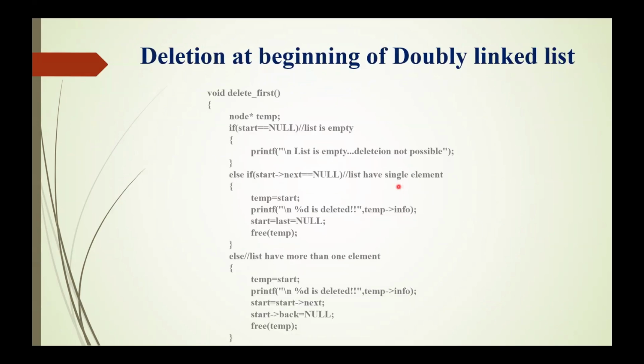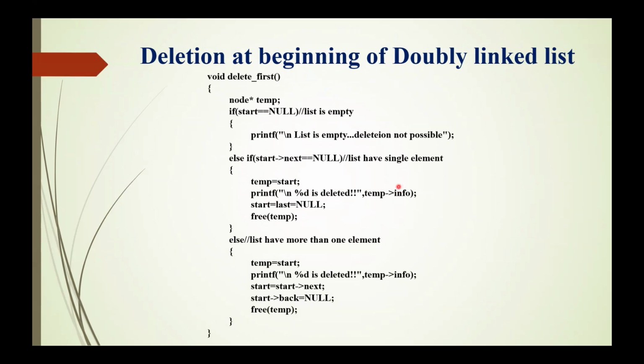Then deletion. Deletion also has three types: beginning, end, and any position. So this is for the beginning of the linked list. First we have to check whether the list is empty or not. If the list is empty, we cannot delete because no element is present. Then we have to check whether the list has a single element or not. If it is a single element, then after deletion we have to make start as well as last null. If the list has more than one element, then we have to adjust the start pointer. So these are the statements. This is the algorithm to implement.